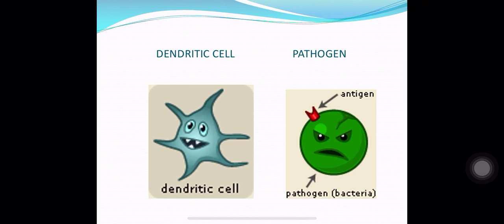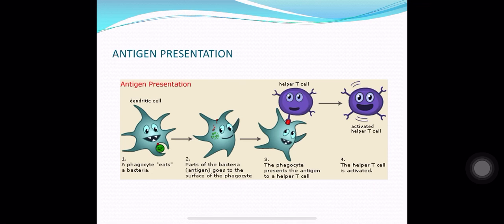To understand the major histocompatibility complex, we first understand what antigen presentation is. In this figure, a dendritic cell is shown and a bacterial pathogen with a red colored antigen on its surface. Now what happens in antigen presentation?